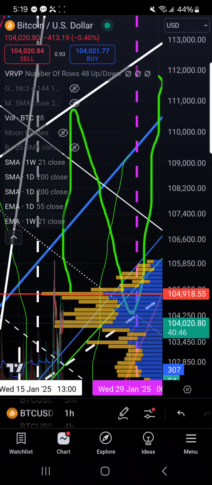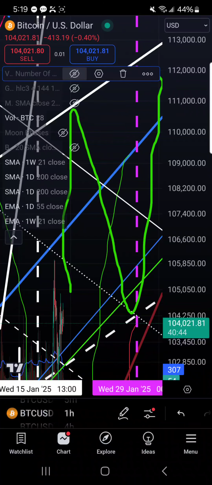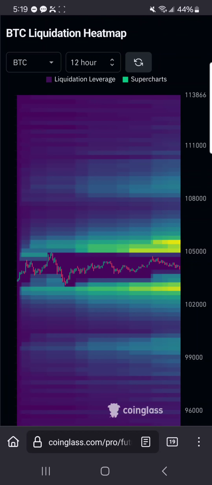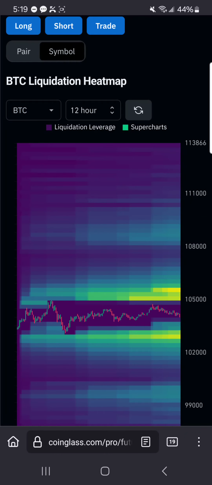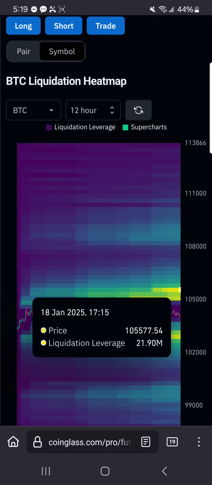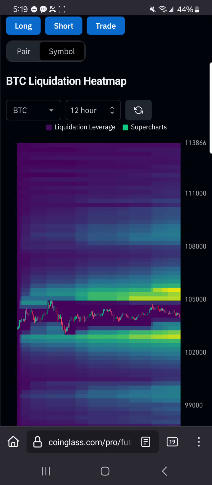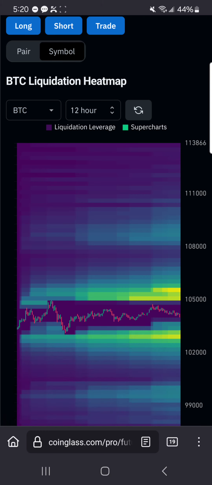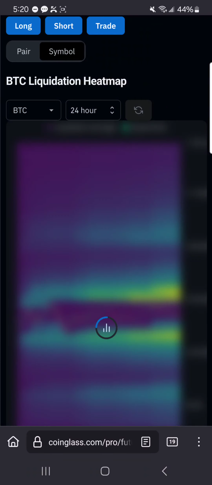Let's turn that off. So looking at the Bitcoin liquidation heat map on CoinGlass on the 12-hour time frame, we got a little bit of yellow forming up here, which is nice. I like to see that because that'll give us something to go after and not so much down here. That's good. Now, if we zoom out, let's zoom out a little bit more.